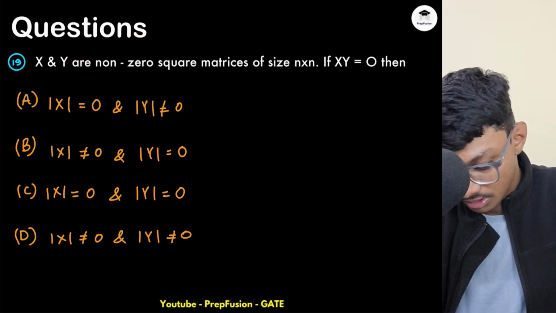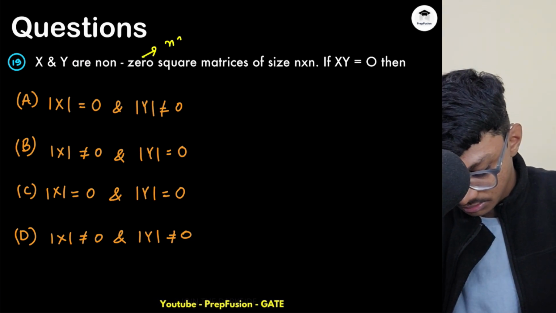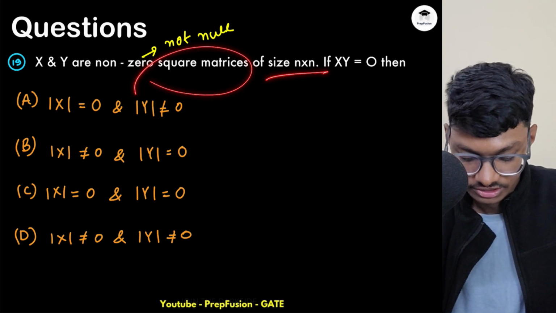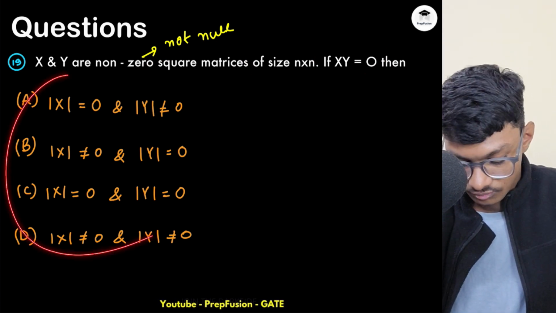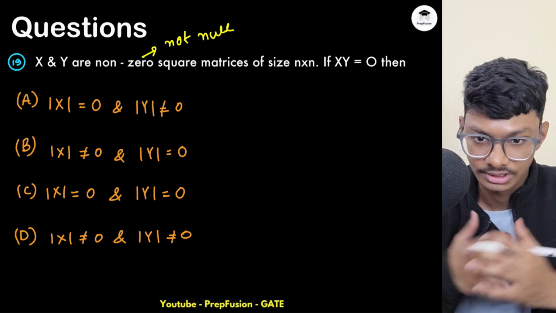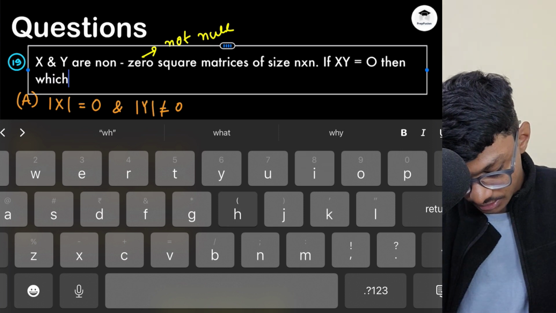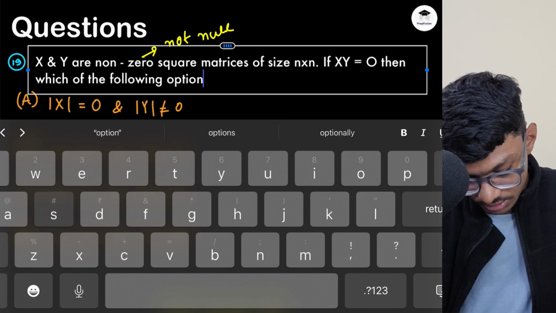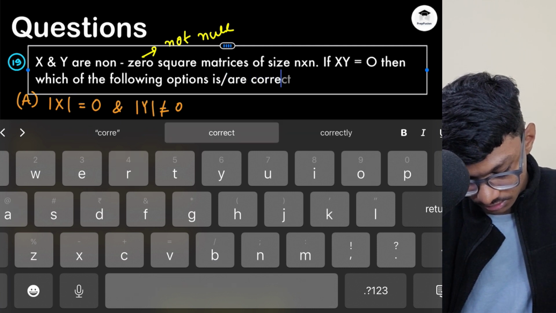Non-zero means not a null matrix. Non-zero means not null square matrices of size n cross n, and if x times y is 0, then what will be the determinants? What can be the results? Then which of the following options is correct?